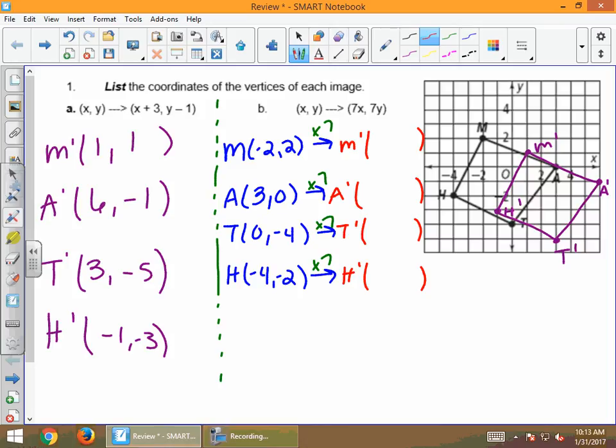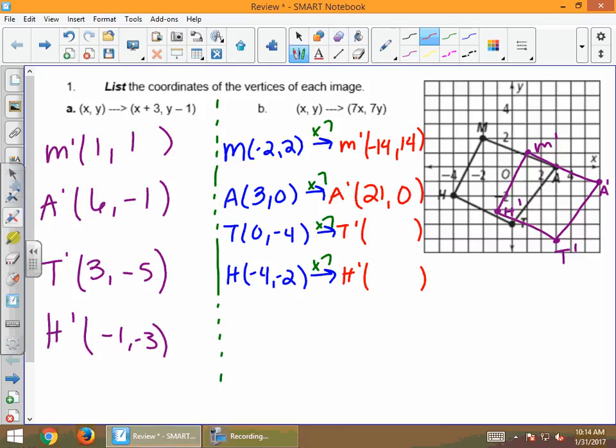What do we get when we multiply M by 7? What's our M prime going to be? What is -2 times 7? -14. What's 2 times 7? 14. It's not going to fit on our grid. No, that's okay. We're not worried about graphing it. We just want to know what the new coordinates are. What do we get when we multiply this point by 7? What do we get?